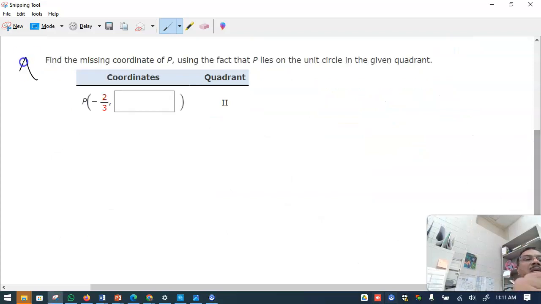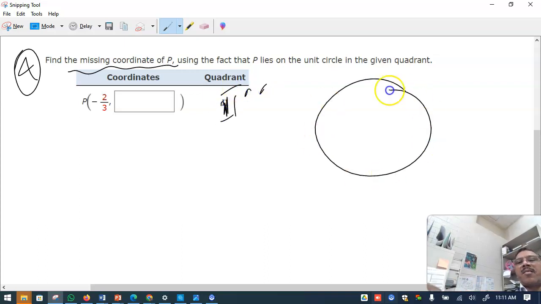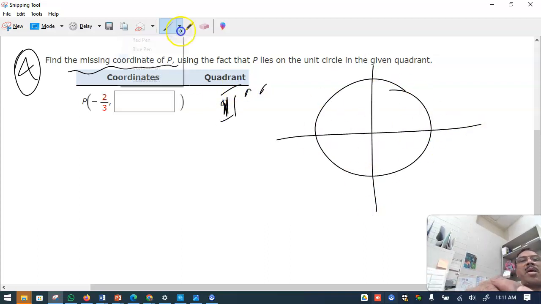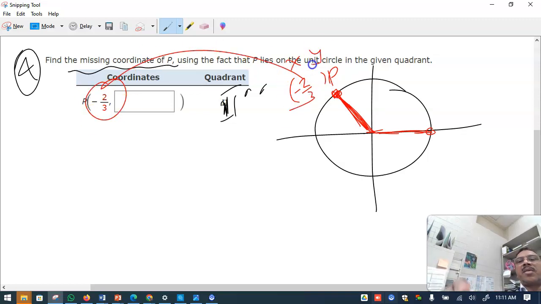Question number 4 is very similar. Find the missing point, but this time it is given to you that it is in the second quadrant. So that means if you have a unit circle, the point is somewhere here. The terminal side of the angle in standard form is at this point P, and they gave us minus 2 over 3. That means this is the given x. We don't know the y. So how do we find the y?